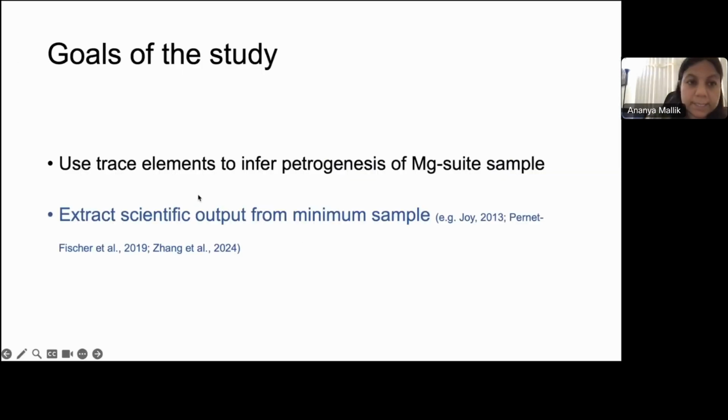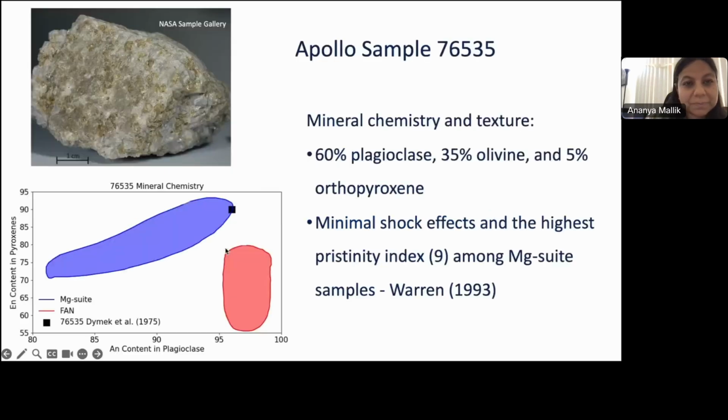So the goals of the study that Isaiah is leading are to use trace elements to infer the petrogenesis of an Mg suite sample. The other motivation that we had was to extract the maximum amount of science that we can from the minimum amount of sample. And this is, of course, very important for planetary sample return missions. We're not the first people to think about this; it has been suggested by previous authors as well. But we wanted to demonstrate the ability to extract as much science as we can from as little sample as we can, and see how far we can go.